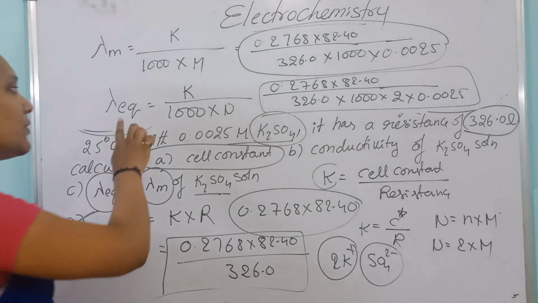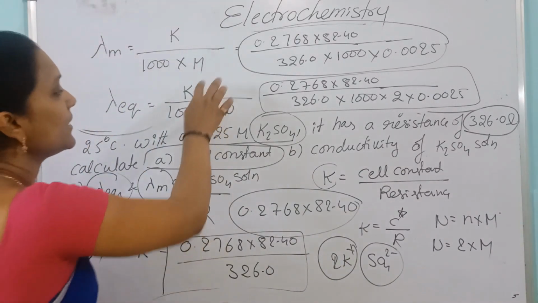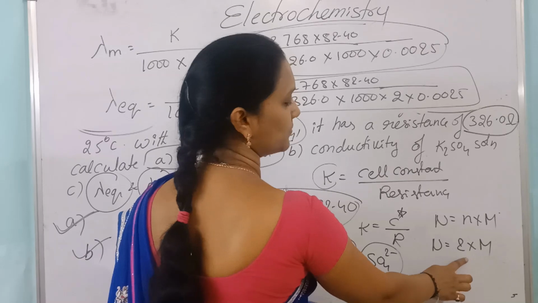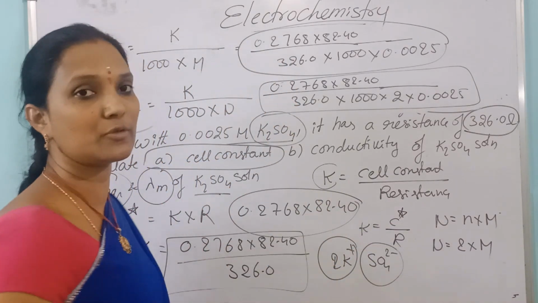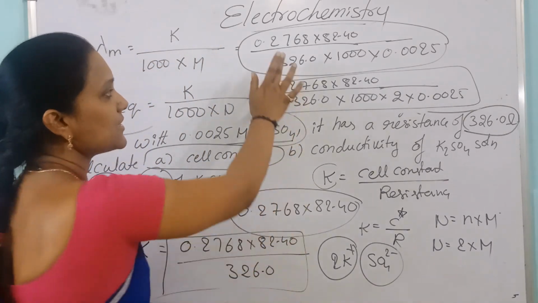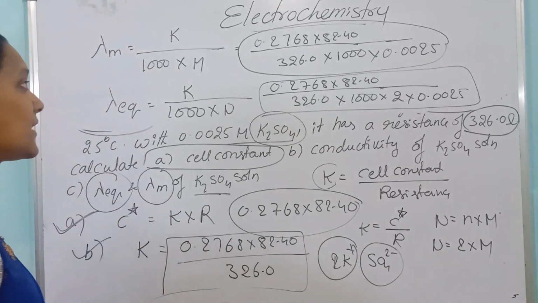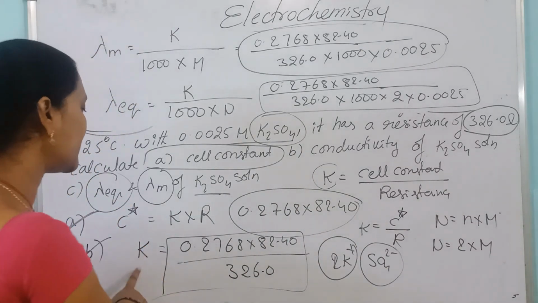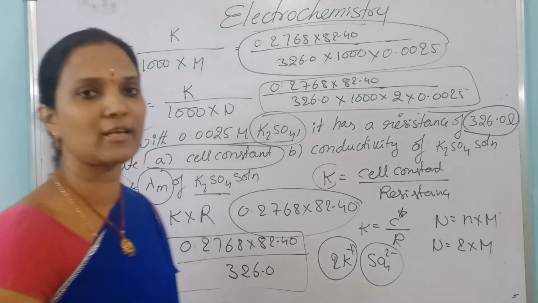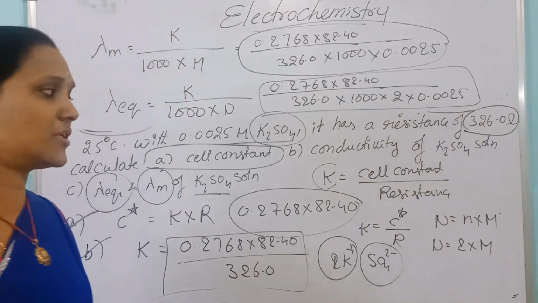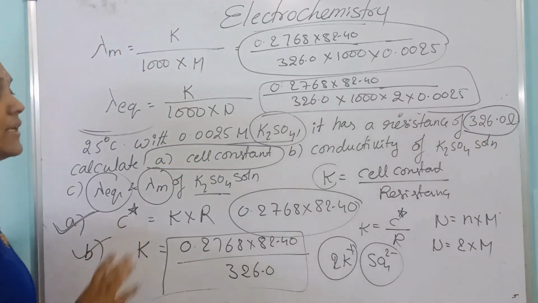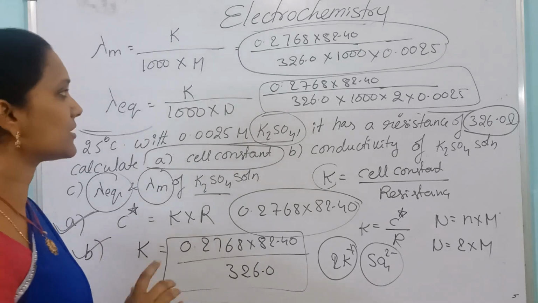And next equivalent conductance. Equivalent conductance is equal to K by 1000 into normality. How to get this normality? Molarity into 2. Why into 2? The given is K2SO4. Total positive charge 2 or total negative charge 2, any one we can use. Simplify these two, you will get the answers: molar conductance, equivalent conductance, specific conductance, and this is the cell constant. So very simple, just 5 formulas we are applying here: K calculation, cell constant calculation, resistance calculation, lambda M, and equivalent conductance. So this is the third problem.